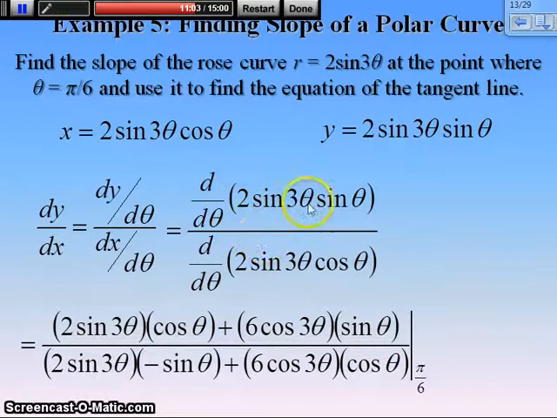So we'll take 2 sine 3 theta times the derivative of sine, which is cosine. And then we'll take sine times the derivative of 2 sine 3 theta. Well, the derivative of sine is cosine, and I have to account for this, so the derivative of 3 theta is 3. And I'll bring that 3 out front with a 2, and that's what makes this a 6. And we'll do the same kind of thing down here. It's slightly different because of the cosine at the end instead of the sine, but you see there's a lot of similarities. And we want to know what is this function's value at pi over 6.